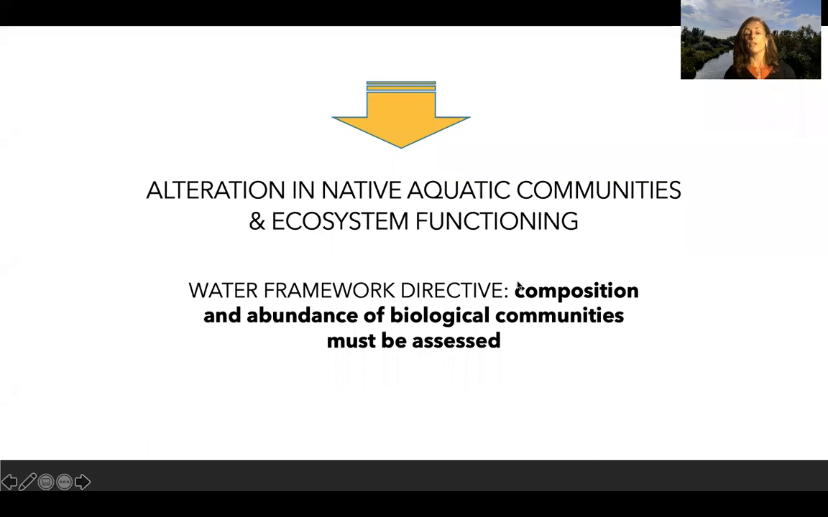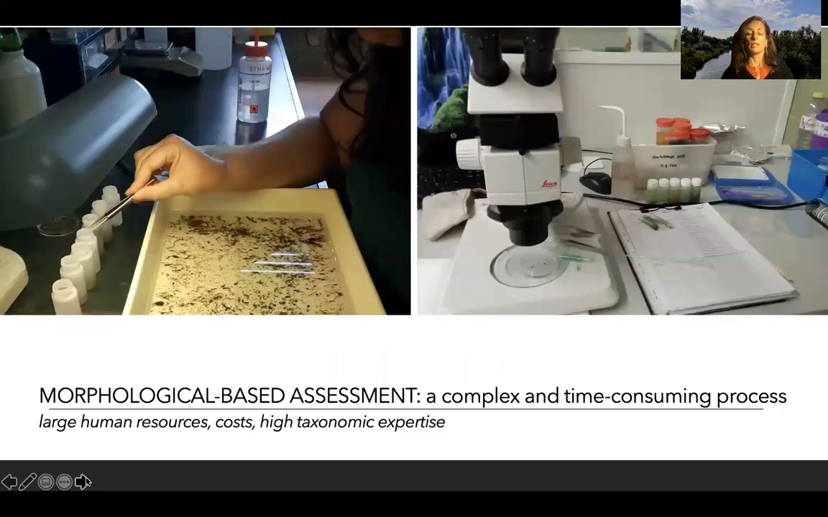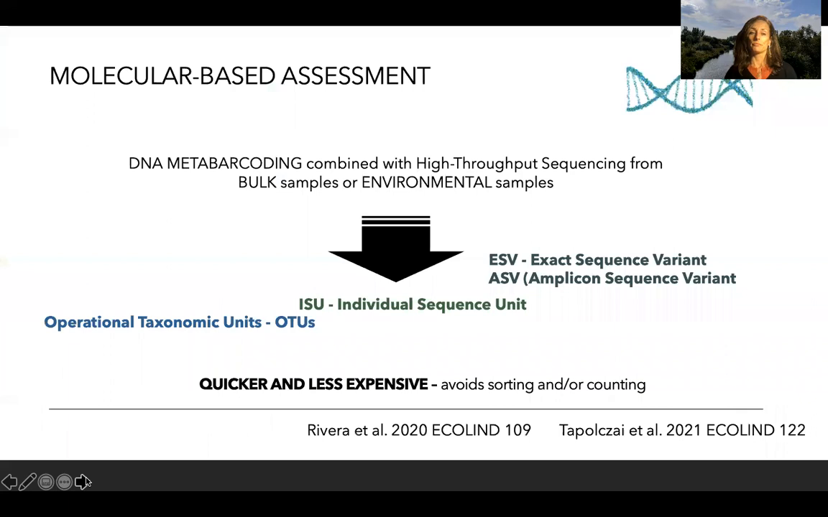So the Water Framework Directive says that we should measure the composition and abundance of biological communities, such as invertebrates, diatoms, other plants, or fish. Traditionally, we collect the samples and then we identify all the taxa under a microscope or stereo microscope, which is quite complex and time consuming and requires large human resources, costs, and high taxonomic expertise.